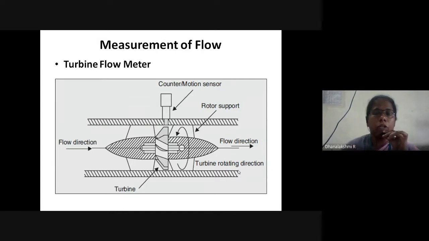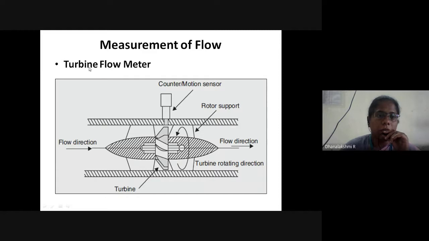The measurement of flow is needed in our day-to-day life, where we want to measure the flow of liquid. The very best example I could say is the petrol bunk, where we have all seen the flow meters. We want to measure the flow of liquid. There are different types of flow meters available, and we'll be discussing certain types today.